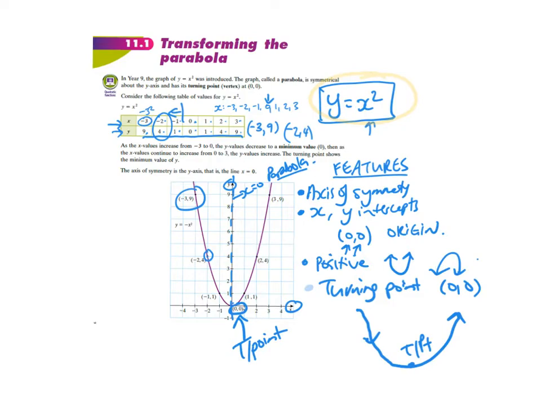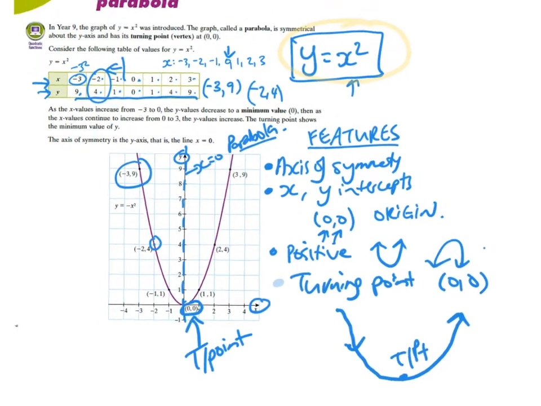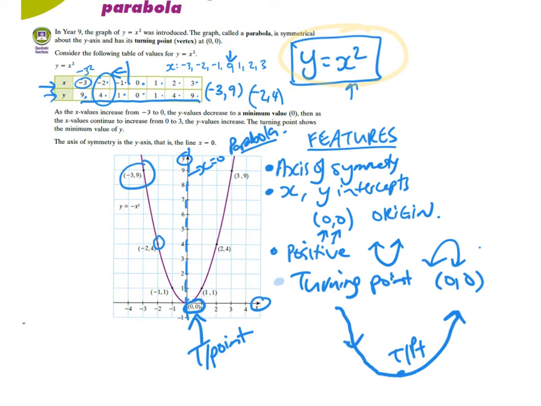Just keep those things in mind, and also keep in mind that you should be labeling these on any graph that you draw. For example, axis of symmetry, you can label as, get the right pen, axis of symmetry, x is 0. You're labeling the turning point, which is sometimes, in this case, called the minimum point.